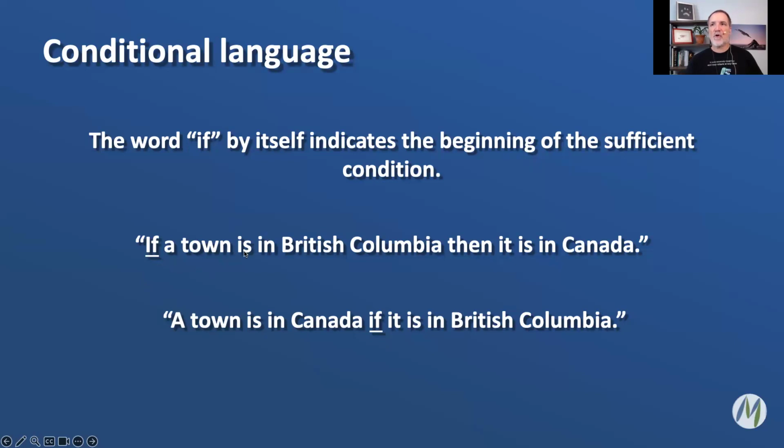When we start our sufficient condition, the left side of the arrow, we always start with if and what is immediately after if. So these two sentences mean the exact same thing, and we would diagram them the same way. We would diagram both as British Columbia, arrow, Canada. If in British Columbia, then in Canada.